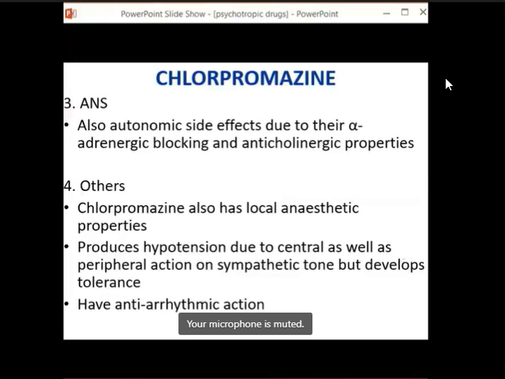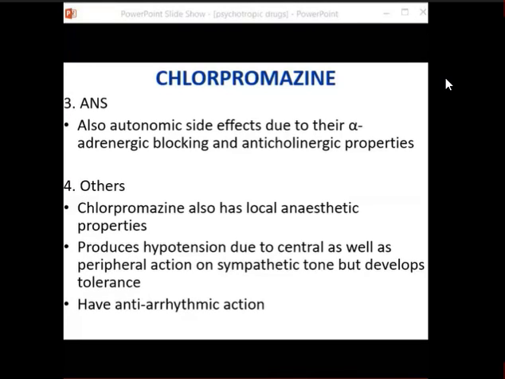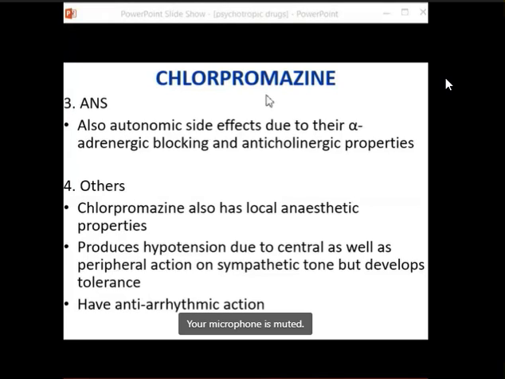Action on the autonomic nervous system. Chlorpromazine has autonomic side effects due to alpha blocking action and anticholinergic properties, so there is a high chance of hypotension and anticholinergic effects. Due to the anticholinergic action, it can cause dry mouth, blurring of vision, constipation and other anticholinergic effects. Other actions of chlorpromazine: it also has local anesthetic properties. It produces hypotension due to both central as well as peripheral actions on sympathetic tone, to which tolerance slowly develops, and chlorpromazine also has antiarrhythmic action.